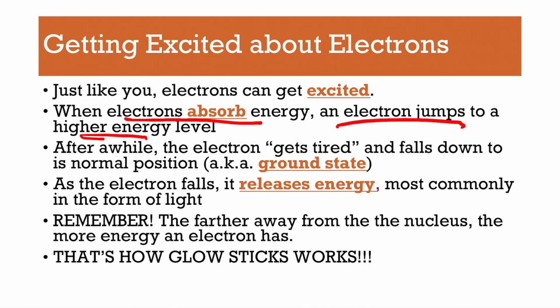Now, after a while, the electron gets tired. Now, it doesn't actually get tired, but it's a good way of putting it. The electron then falls back down to its normal position, or the ground state. So when it falls back down, it has to release the energy that it had when it was on the higher energy level. And most of the time, it releases it in the form of light.